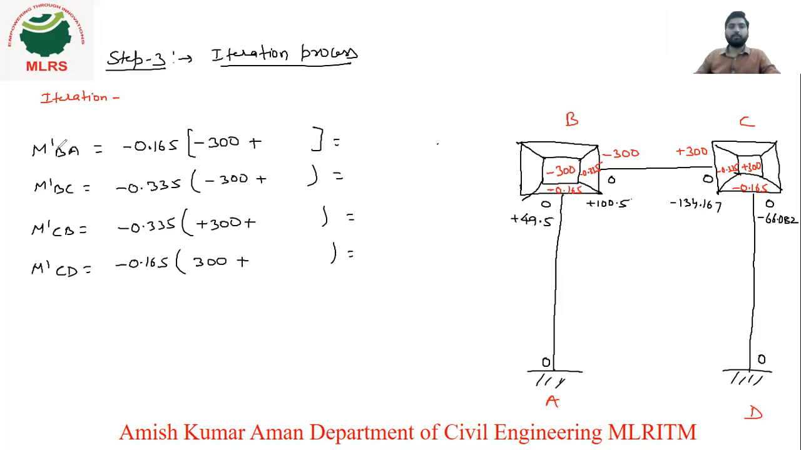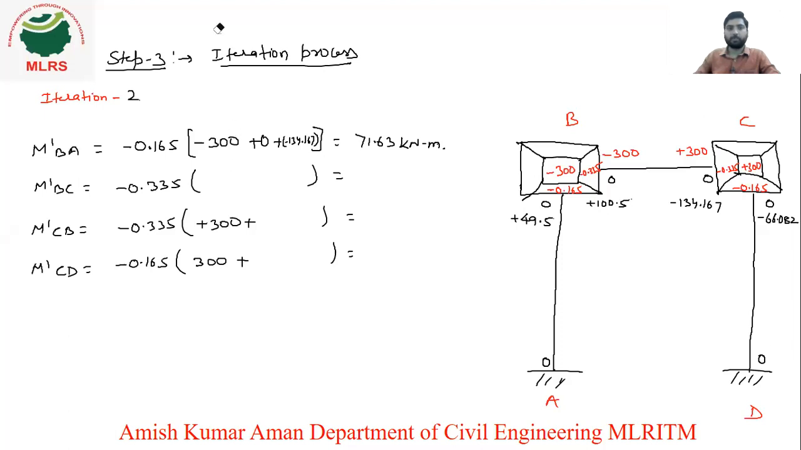So for M dash BA, iteration number 2 we are going. M dash BA. For BA, the near contribution value at A is 0, plus the far contribution value at C. You see, it is minus 134.167. So minus 134.167. If you calculate it, you will get 71.63 kilonewton meter.